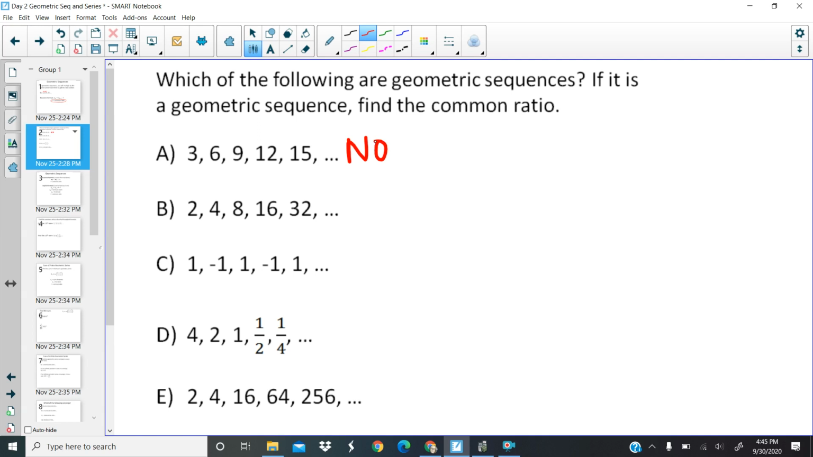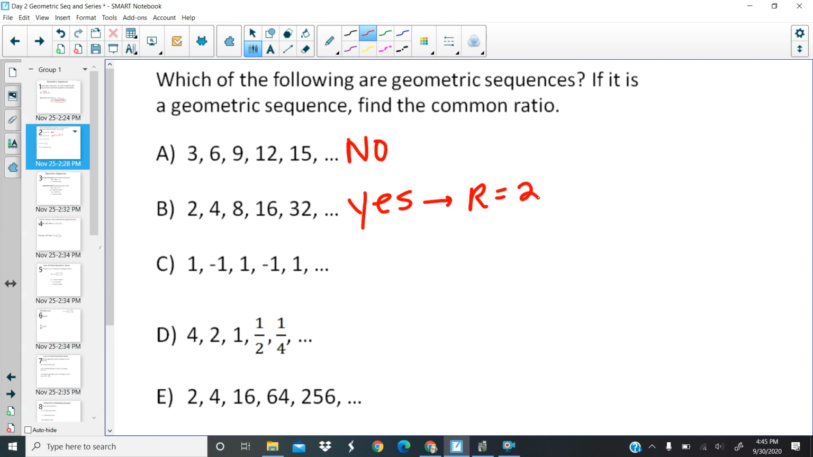The next one, to get from 2 to 4, you're multiplying by 2. 4 to 8, you're multiplying by 2. 8 to 16, you're multiplying by 2, and so on. So this one is a yes, and the common ratio is going to be 2.